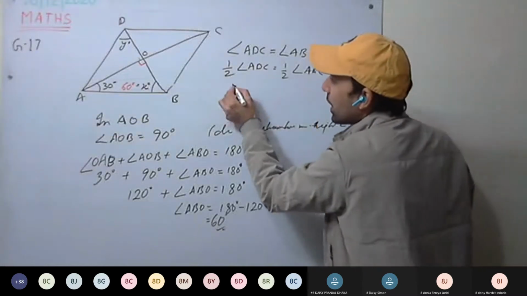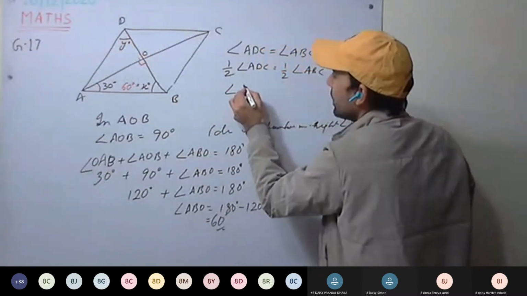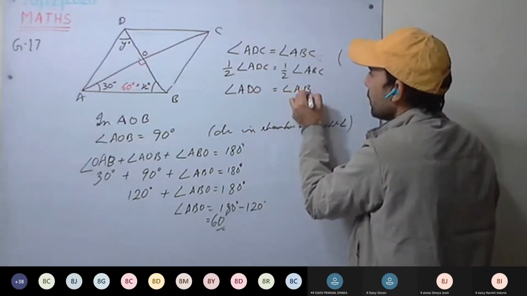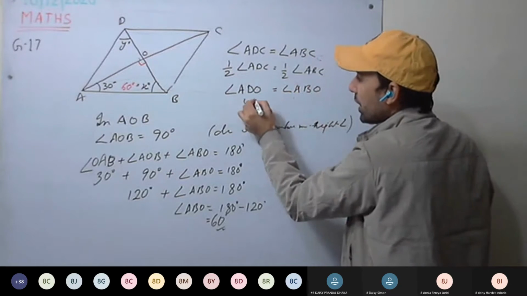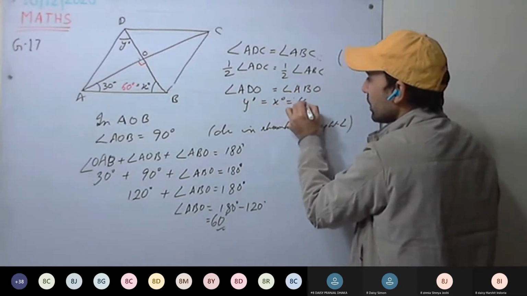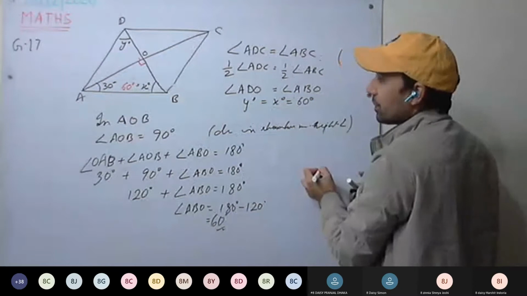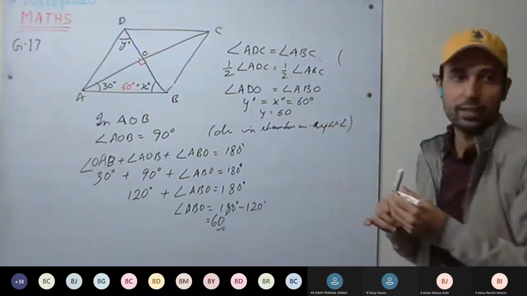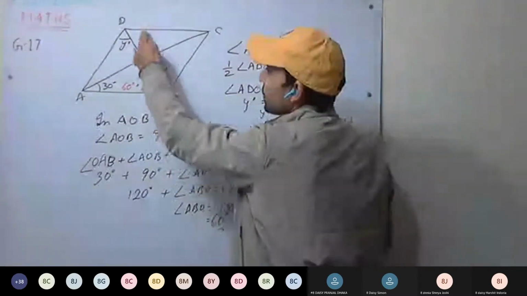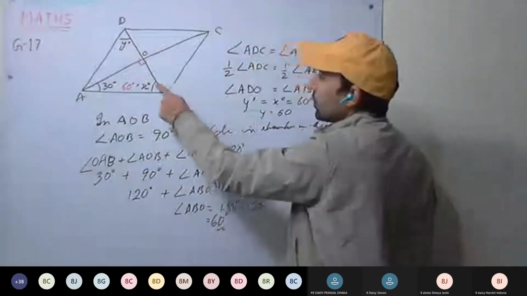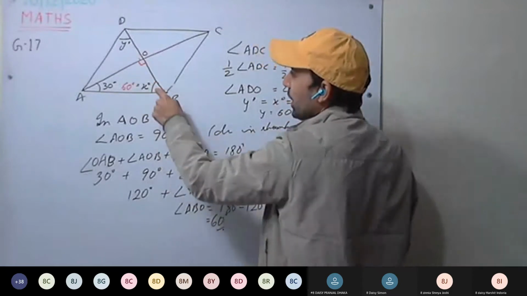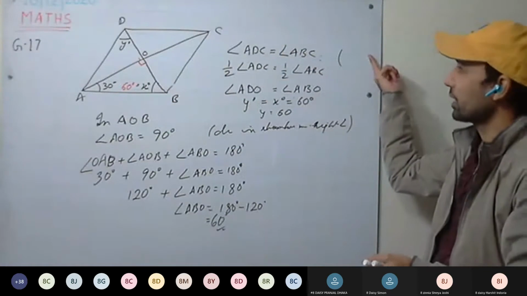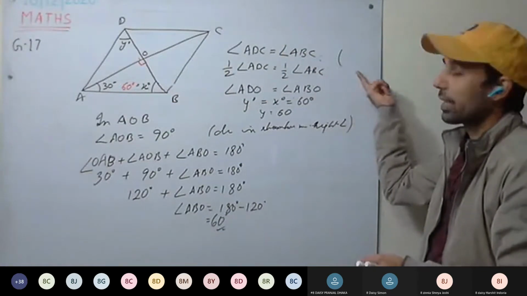This will be how much? Angle ADO equals angle ABO. This is x degree, this is y degree. Y degree equals x degree equals 60 degrees. So y equals 60, x equals 60. Understood this one? This whole angle is equal to this angle, so half of this will be equal to half of this. These two angles will also be equal. Opposite angles of a rhombus are equal, and the diagonal bisects the angle.